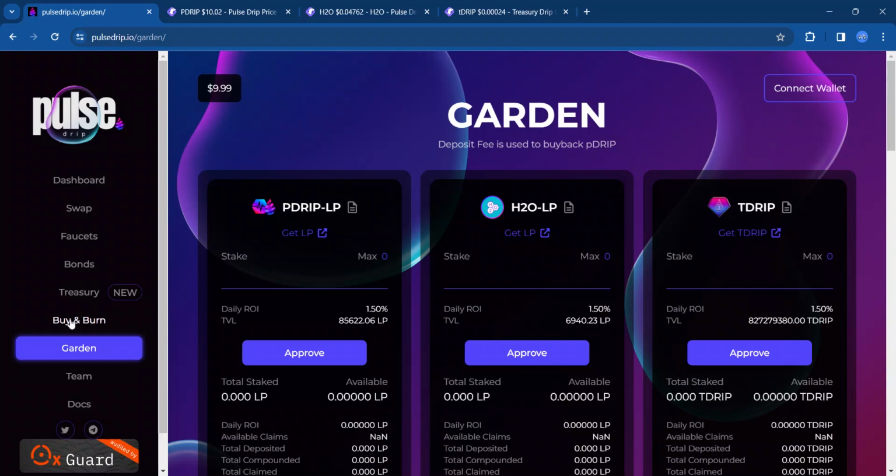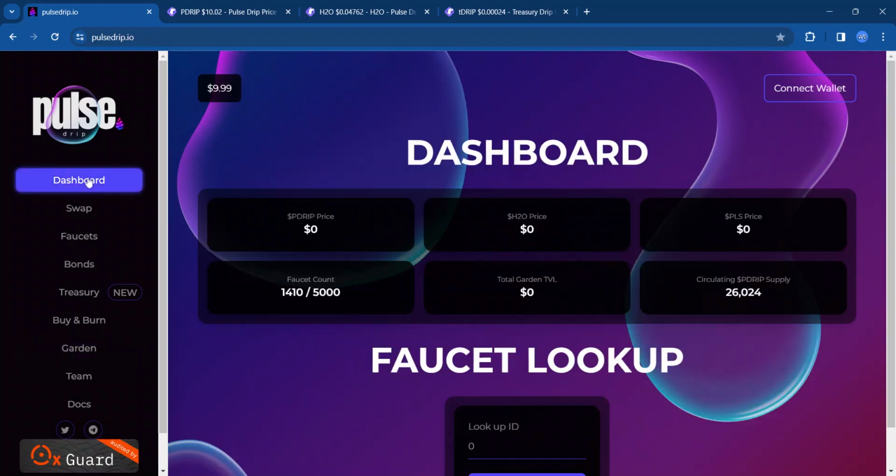So no worries on my end, just going to continue to build. And it's nice to see some green on the charts on PulseStrip, H2O, and T-Drip.